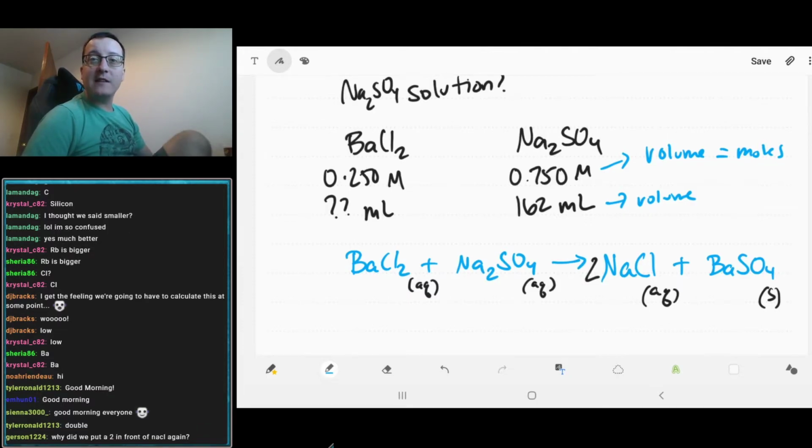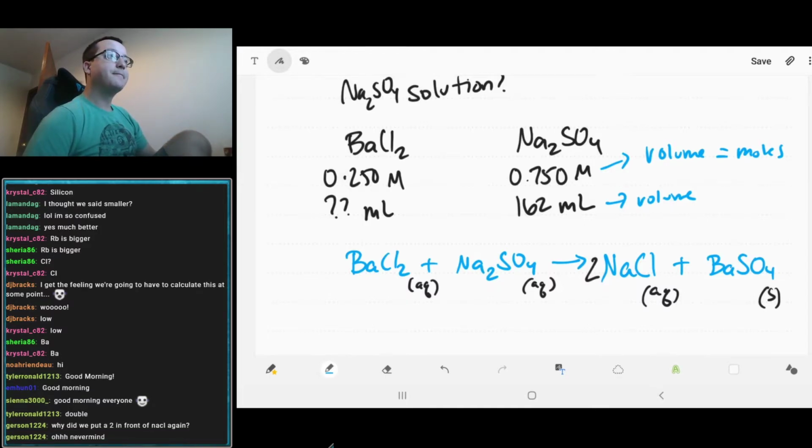That's to balance the equation, Gerson. Right? We have 2 sodiums on the left, 2 chlorines on the left, so we need to put a 2 on the right side. Just to balance it. Yep, no worries. But we're going to see right now we didn't even need that.